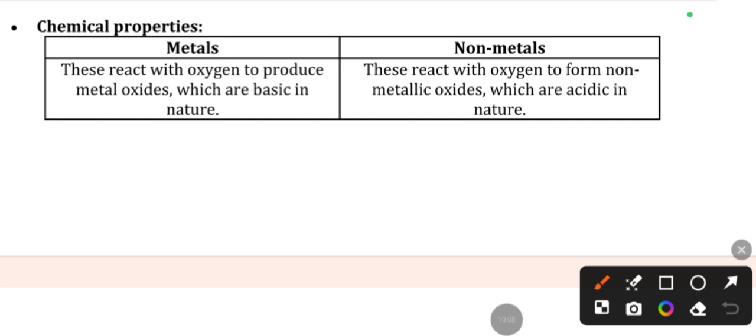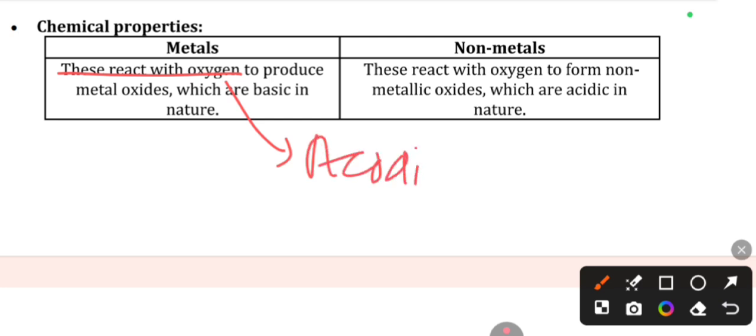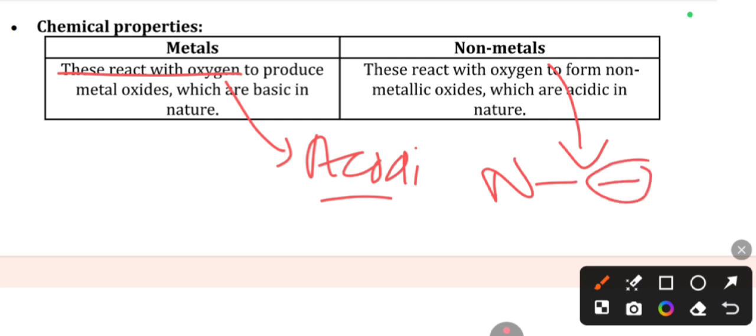So that's why it is written here, these react with oxygen. Oxygen has acidic nature. In this way we can say that all non-metals carry the negative charge. They are acidic in nature. Non-metal oxide, because we are using the word non-metals, is acidic in nature.